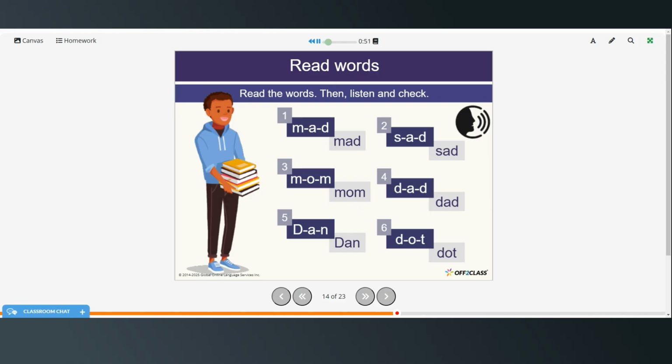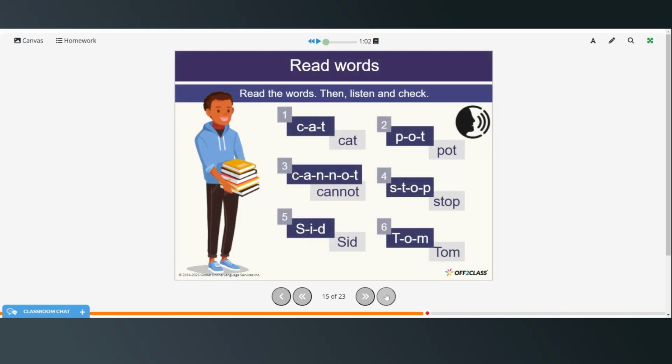m, a, d, mad. s, a, d, sad. m, o, m, mom. d, a, d, dad. d, a, n, Dan. d, o, t, dot.